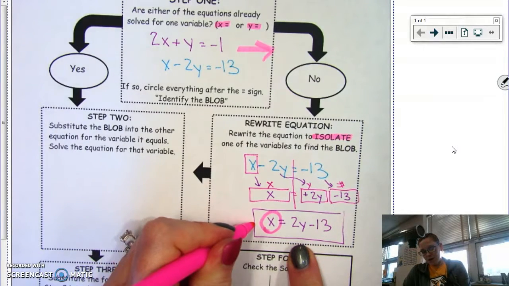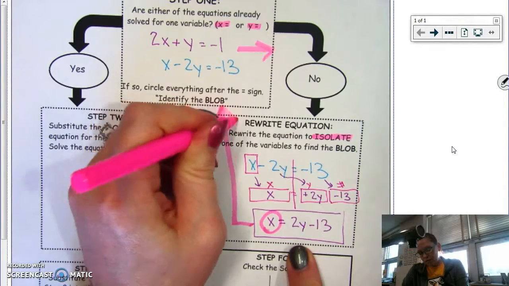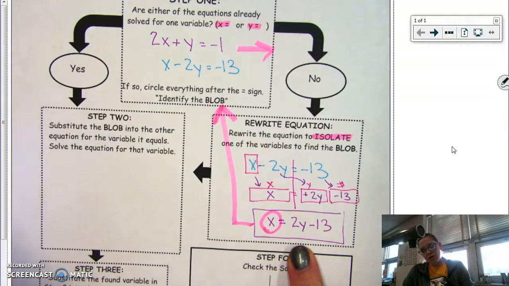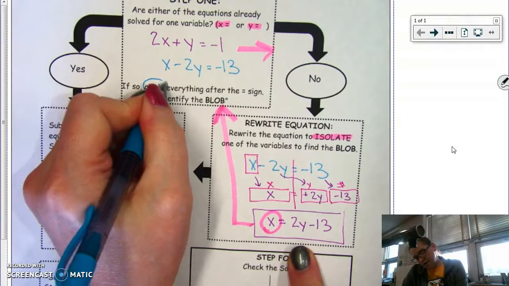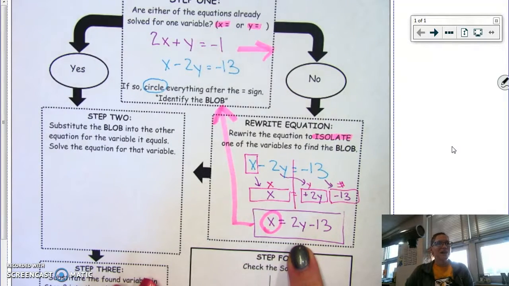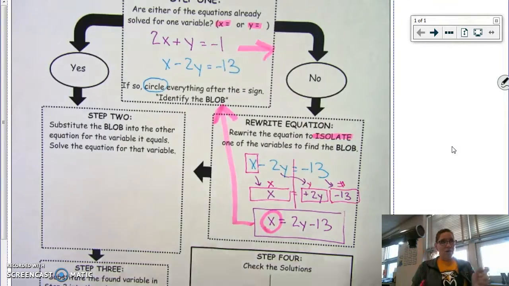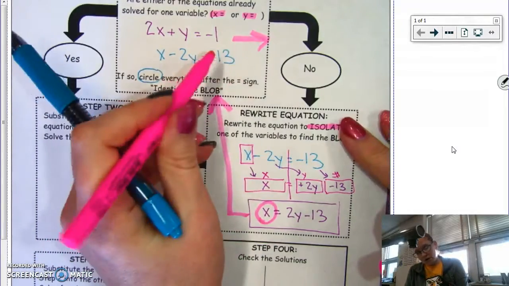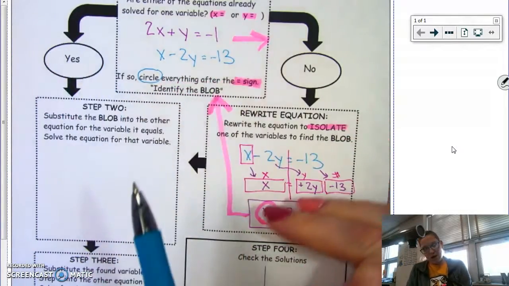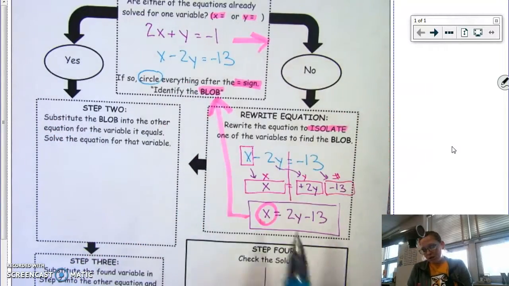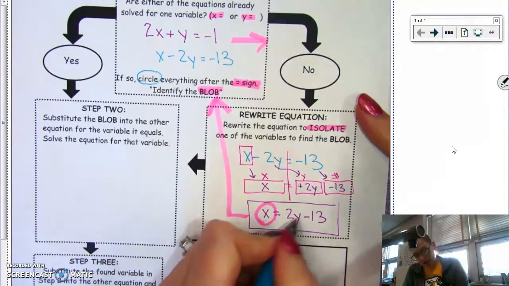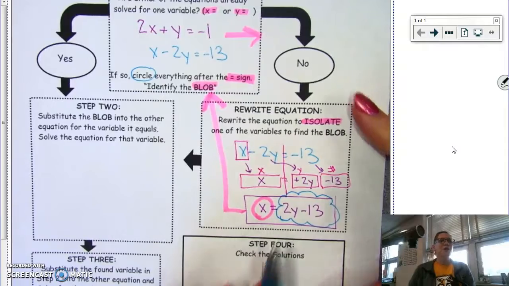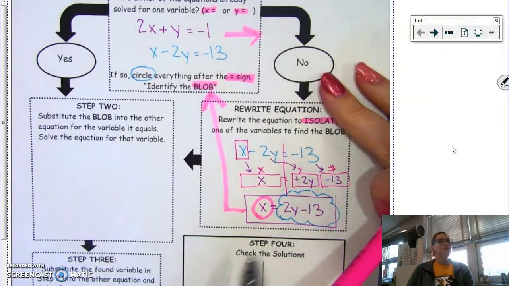So now we're going to go up here and look at this part of the equation. If so, circle everything after the equal sign to identify the blob. So here we go. Here's my x, and it says circle everything after the equal sign to identify our blob. So here is our x, there's our equal sign, and here is our blob. I'm not going to use a normal circle. I'm going to blob it, make it look blob-like. All right, so there's my blob.